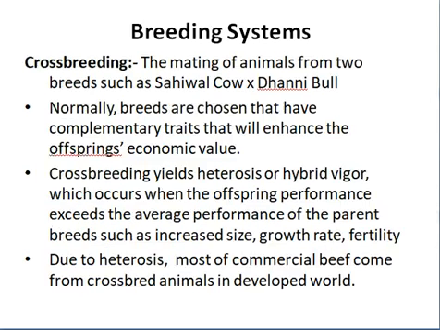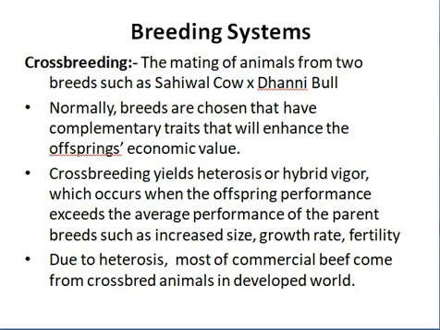The second breeding system is crossbreeding. This is mating of animals from two different breeds. For example, a Sahiwal cow with a Dhanni bull or a Holstein bull. So this is called crossbreeding. Like in our human races, a person can get married in the same caste or in a different caste. When it goes to a different caste, it becomes crossbreeding.